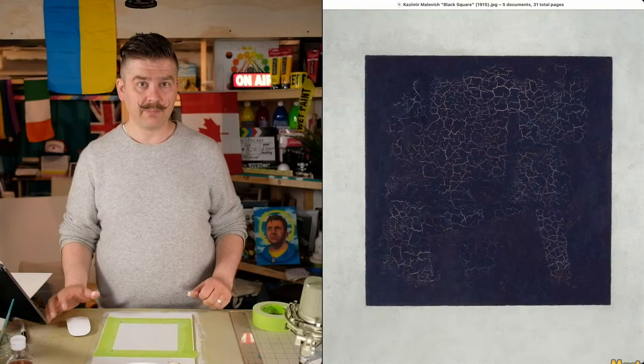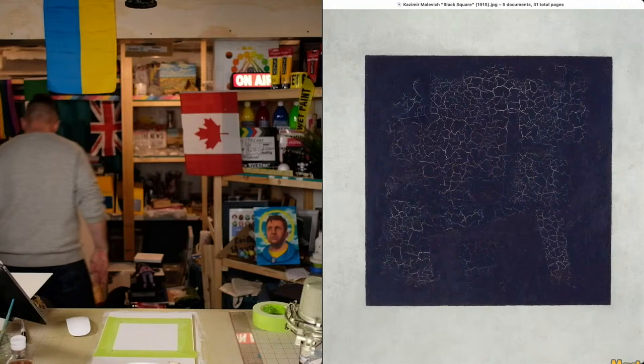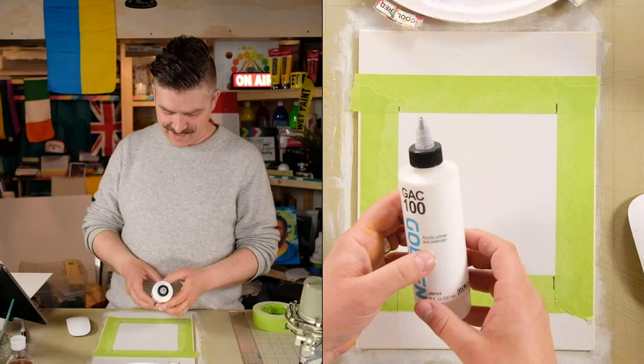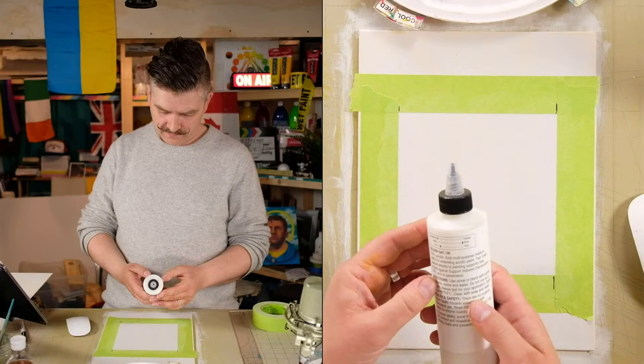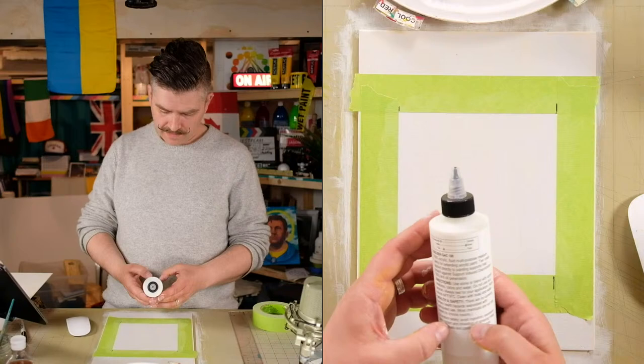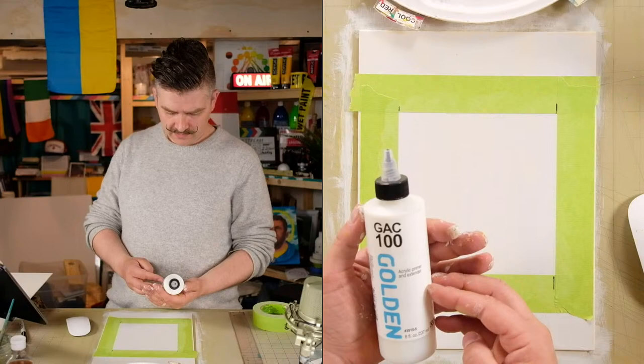I didn't have matte medium, so I used GAC 100 because it seems like it'll work. Let me see. Do I have a GAC 100? I have all of the GACs back there. Acrylic primer extender. I can't remember. For extending acrylic paint. Extender. And this is also glossy. So that's probably why I don't use it that often.